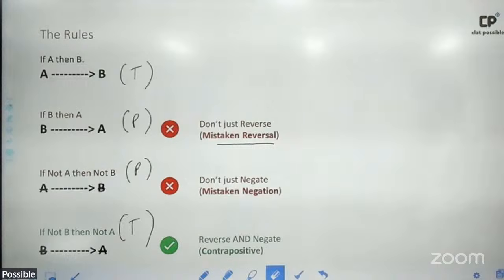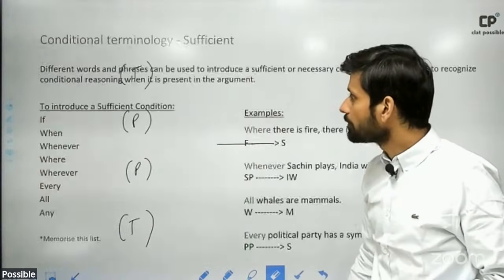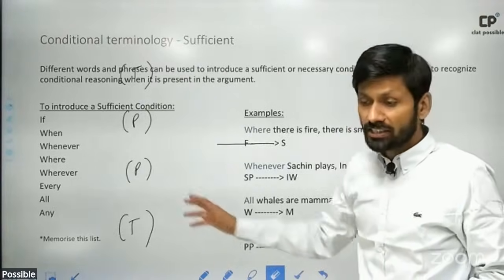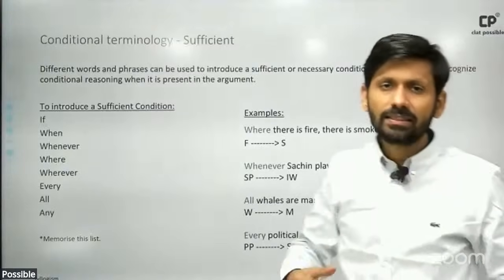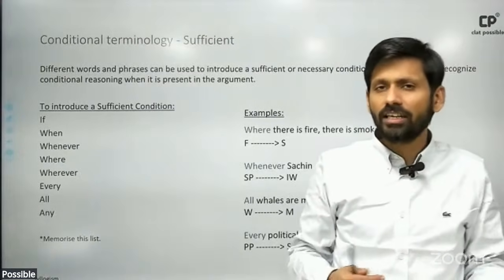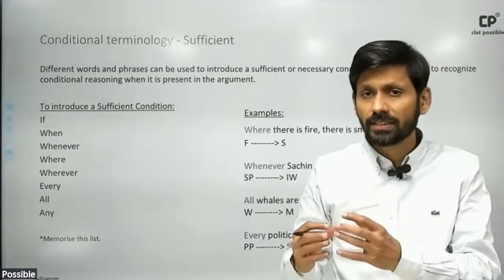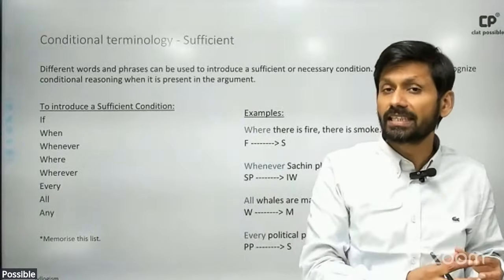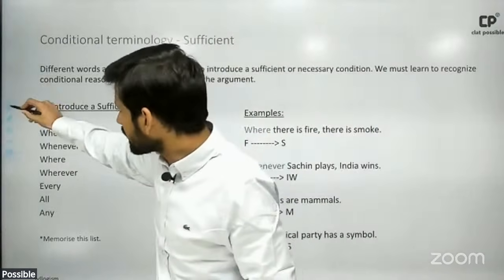Right, so these are the 4 fundamental rules. Okay, तो हमारे sufficient वाले words कौन से हैं that will tell us in that particular statement? अगर if वाला statement है, when वाला statement है, whenever वाला statement है, which part of the statement is sufficient condition and which part is necessary, right? तो ये वाले words introduce sufficiency.